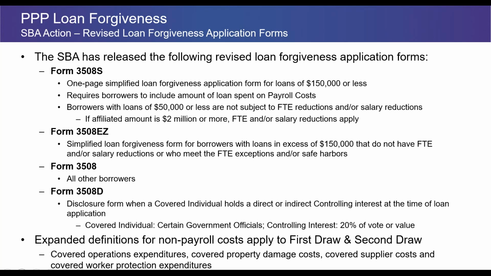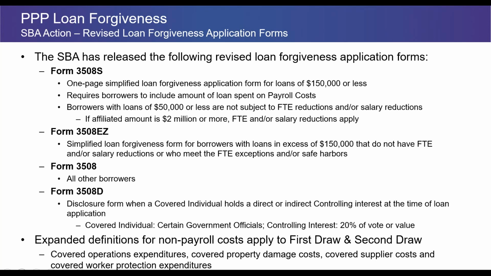And we just want to emphasize that the 3508 EZ is really the form. If you're above the 150,000, the 3508 EZ is the one you're going to want to be looking at. Hopefully that can meet your needs. And then if you don't get to that one, you have the 3508, and that is in situations where you had a FTE and/or salary reduction.